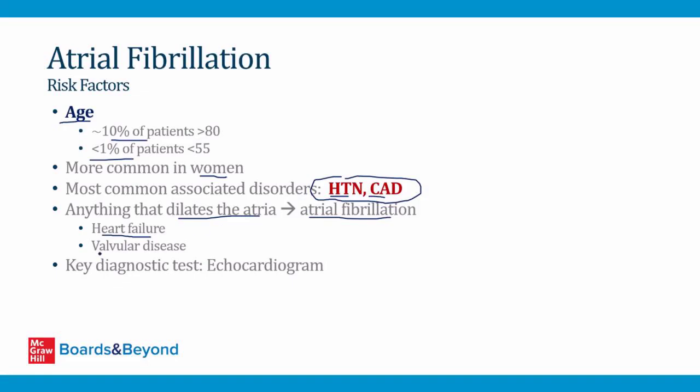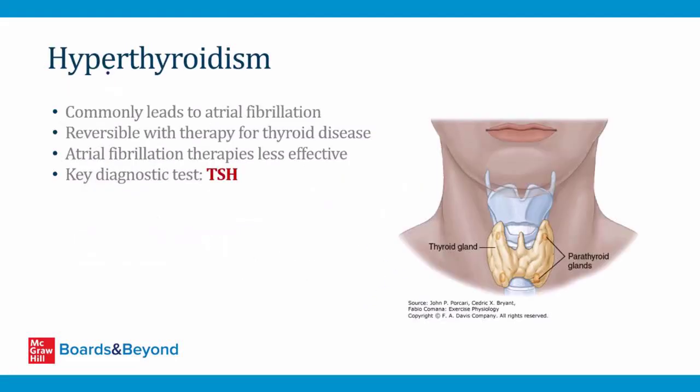The same thing with patients who have certain types of valvular disease. If a patient has severe mitral regurgitation, there's lots of blood coming backwards from the left ventricle into the left atrium, stretching those left atrial walls, and that can lead to atrial fibrillation. So because of things like this, a key diagnostic test in anyone with new AFib is an echocardiogram, because you want to know if they have some underlying problem like heart failure or valve disease that made them more likely to develop AFib. You should also be aware that patients with hyperthyroidism commonly develop atrial fibrillation.